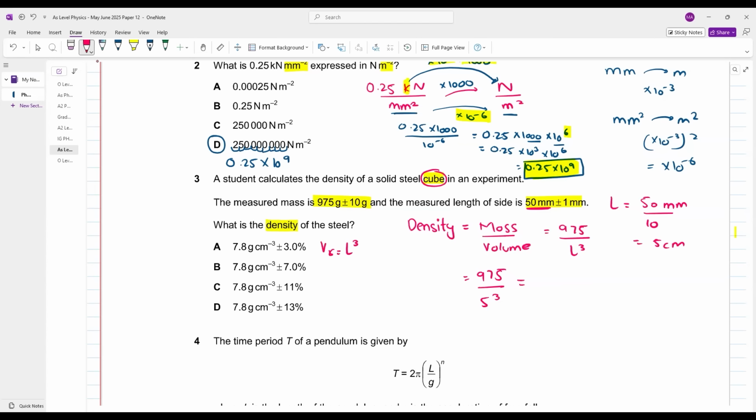Divided by 125, that is 5 cubed. Your answer for density comes out to be what? 7.8 grams per cm cube. बेटे देखो यहाँ पे एक दो बातें नोटिस करने वाली.